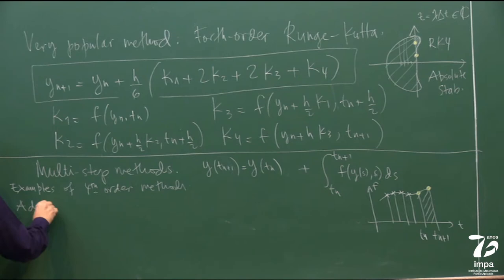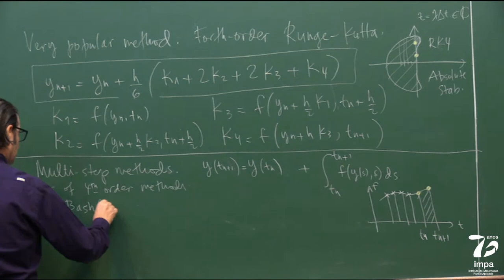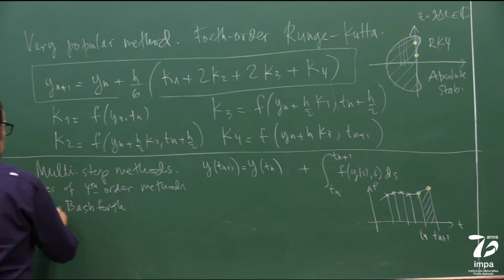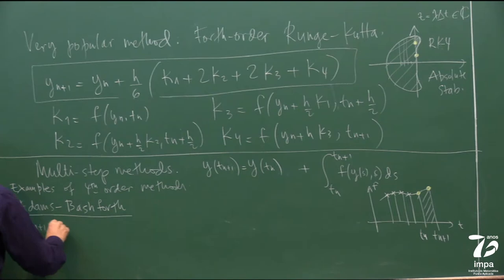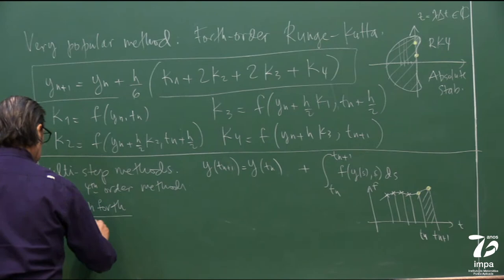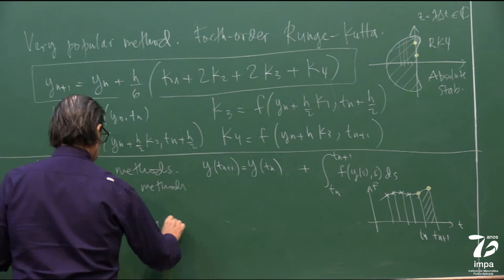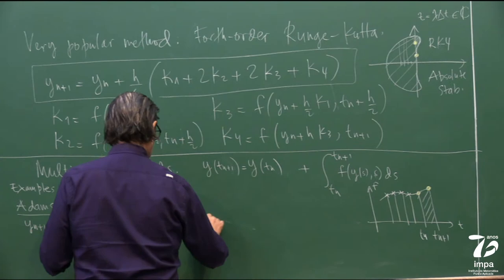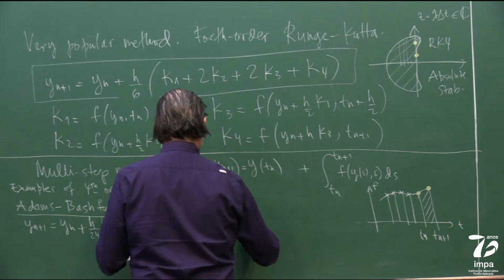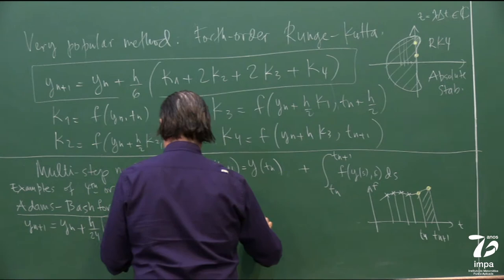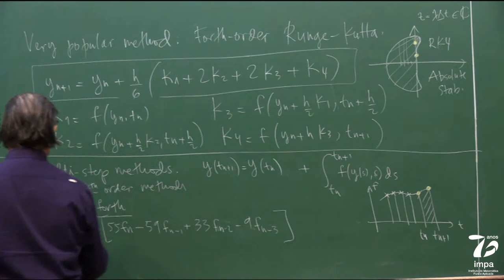the Adams family. There's the Adams-Bashforth. Let's see, I hope I can write both of them together. So we can compare. And I have to copy the numbers that appear, which I never memorize. And there's the Adams-Moulton.